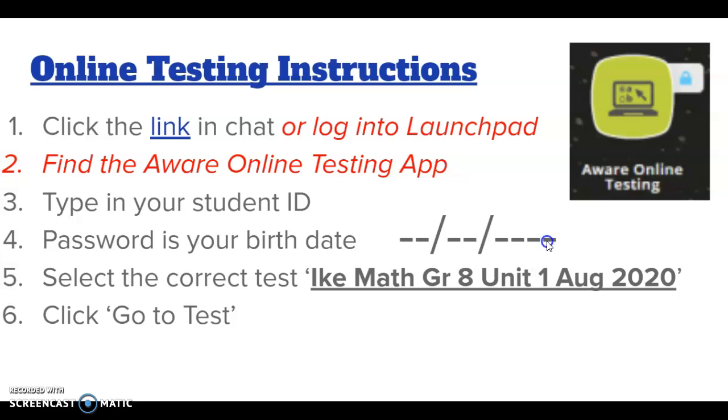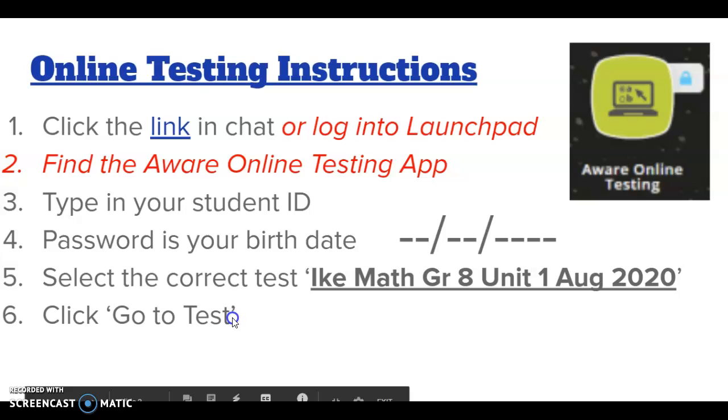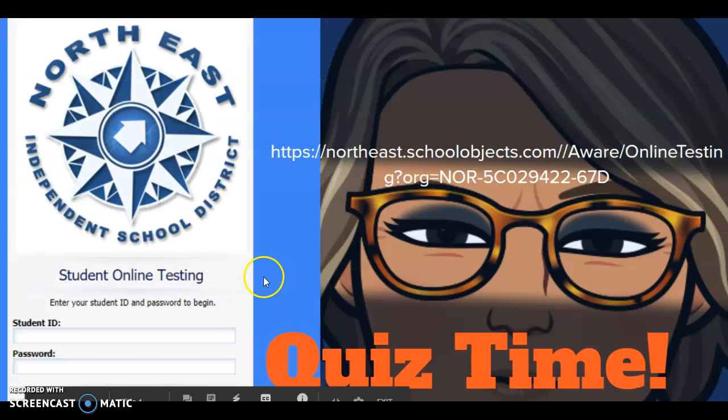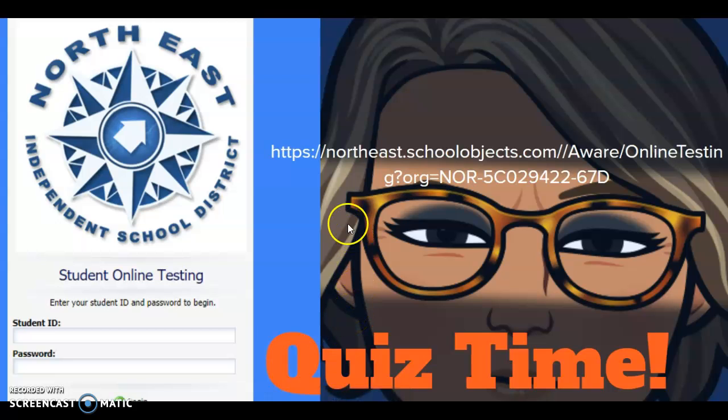Okay, once you are in, you need to make sure that you are selecting the right test. We're all 8th graders this year, so we should be picking Ike Math Grade 8. The title will tell you what you're testing and when you're testing it. Okay, and then you click Go to Test. Okay, like I said, this is the login screen. Okay, and then we had class time to work on it.